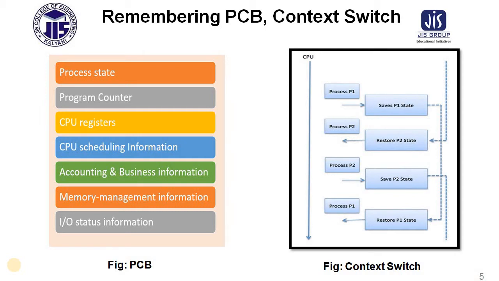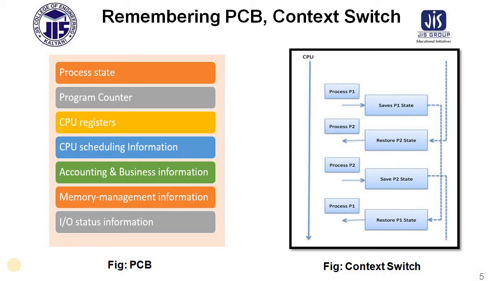That is the PCB. What is PCB? Process control block. What are the contents of the PCB? Process state, program counter, CPU registers, CPU scheduling algorithm information, accounting and business information, memory management information, and IO state information. This PCB is mainly holding the information regarding each process. Assume there are P1, P2, P3 up to n number of processes. That means in your system n number of PCBs are created: P1, P2, P3, P4.